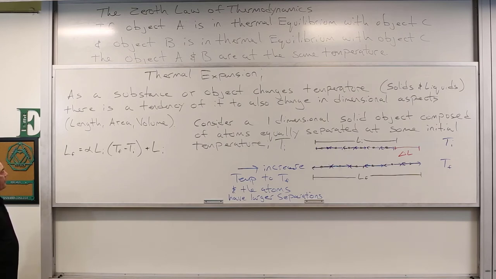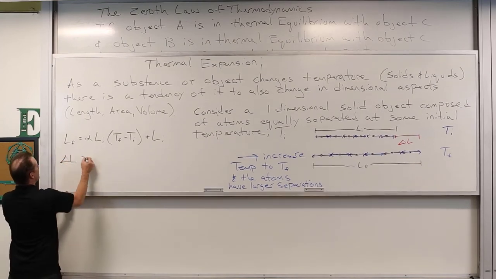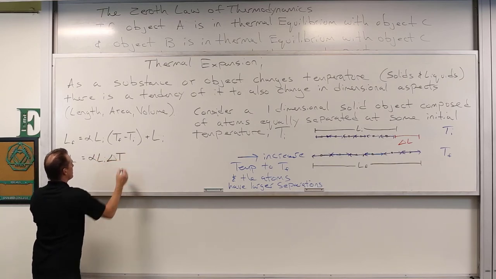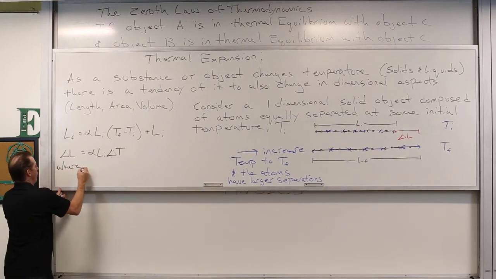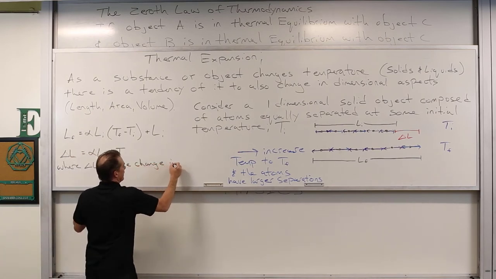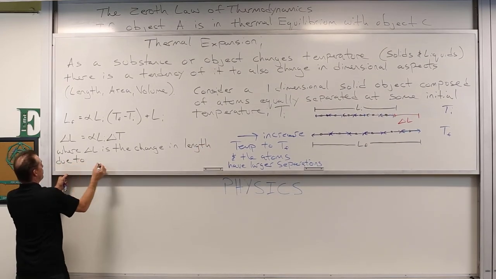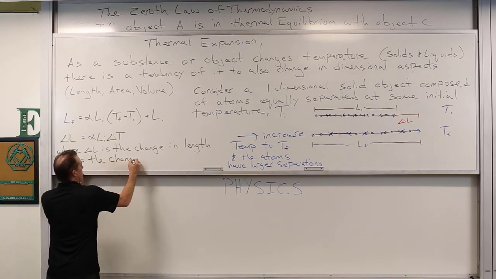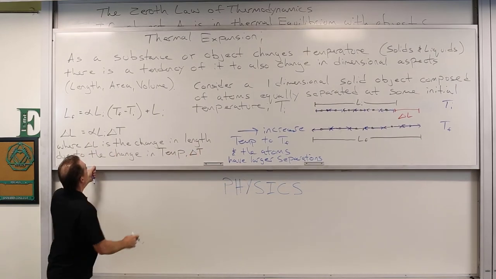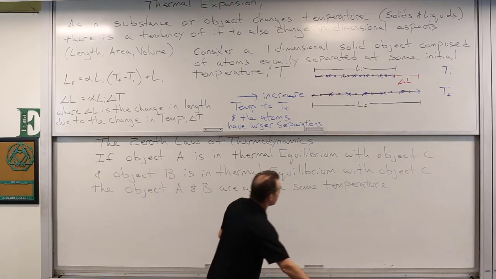So what is all this? Well, if we rearrange this a little bit, we can subtract L initial from both sides and write that delta L is equal to alpha L initial times delta T, where delta L is the change in length due to change in temperature, delta T. And what do we have in there? One more thing: L initial, the initial length.